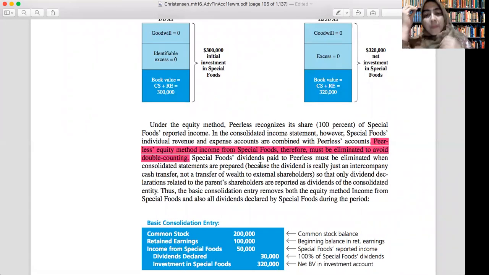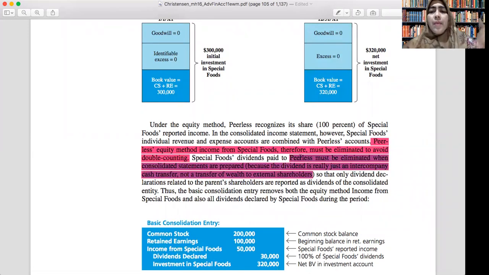So for example, with a parent and a subsidiary, the subsidiary declares a dividend and gives it to the parent. So basically it happens within one entity, right? It's not coming from an external party. It's not part of income because it happened within the entity itself. For example, it's like getting money from your parent, between parent and children.